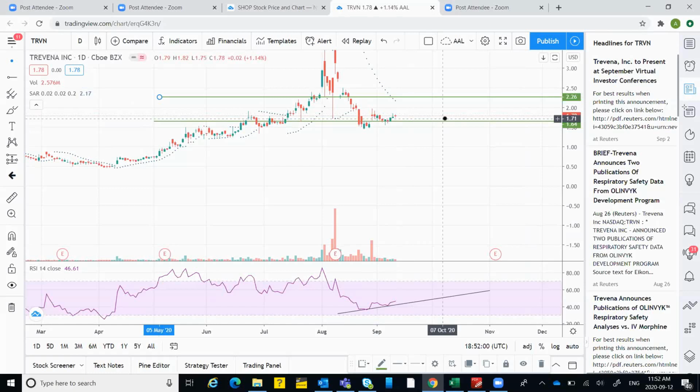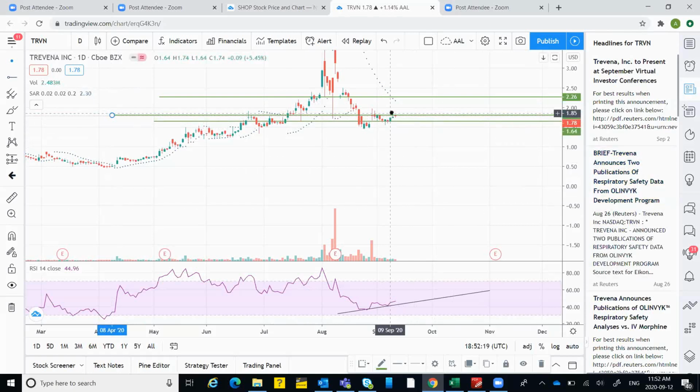If we take this level, there also seems to be a little resistance at 1.8, a short-term resistance. If it breaks this resistance of 1.8, then the stock has a tendency to move up. So this is the first resistance of 1.8. If this is broken, it will go up, and at the same time the RSI will go above 50, and then you will see this somewhere around 2.2.